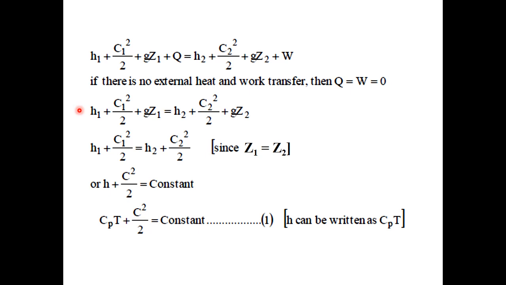Now you have seen the sections 1 and 2, they are at the same level, so that we can write z1 = z2, and the equation will reduce to h1 + C1²/2 = h2 + C2²/2, or in general we can write h + C²/2 = constant.